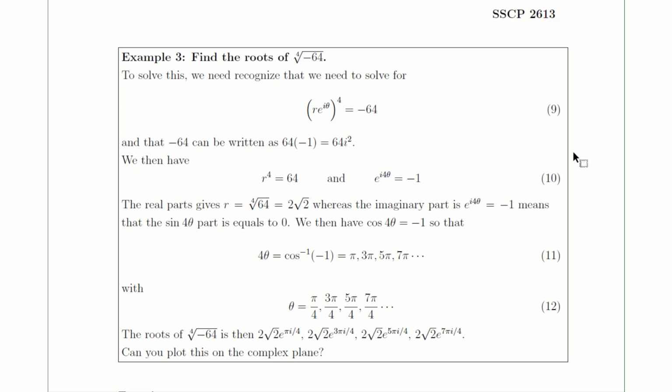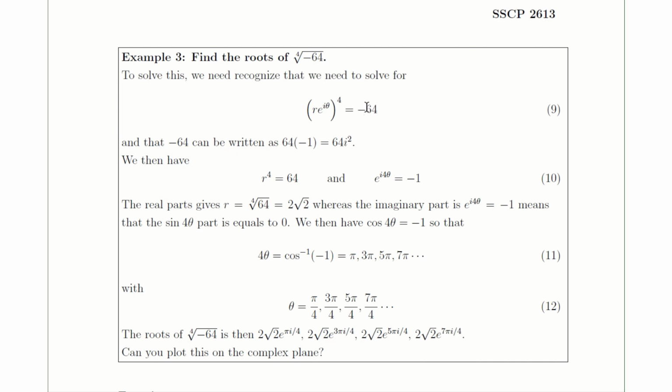So now let's go to the third example, where you want to find the fourth root of negative 64. This is slightly different from the previous example, where you were taking the root of a positive number; in this case it is a negative number, negative 64. The first thing we need to do is remember that we write the complex number in polar form. So you have r e to the i theta, and when you take this whole thing to the power of 4, it is going to give you negative 64, right?